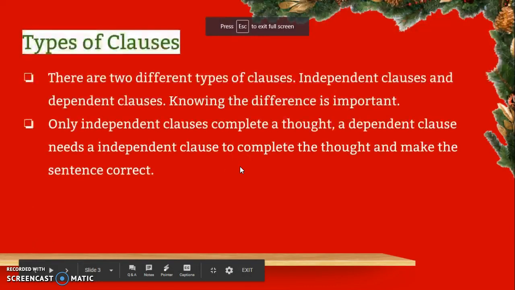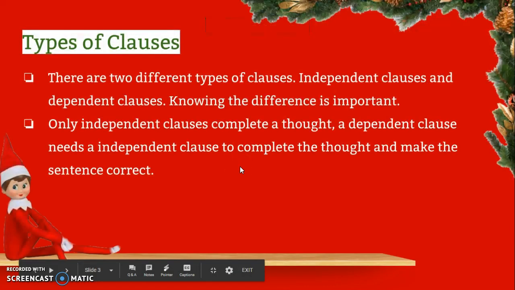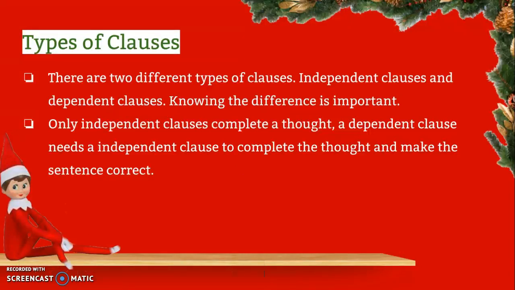Do this again! Types of clauses. There are two different types of clauses, independent clauses and dependent clauses, and knowing the difference is important. Only independent clauses complete a thought. A dependent clause needs an independent clause to complete the thought and make the sentence correct.